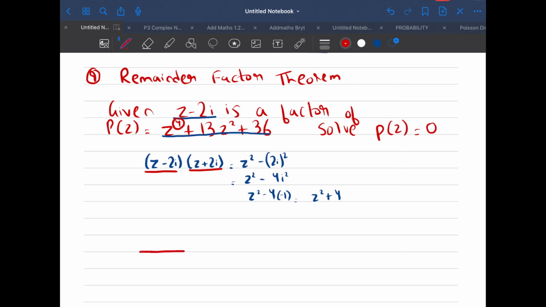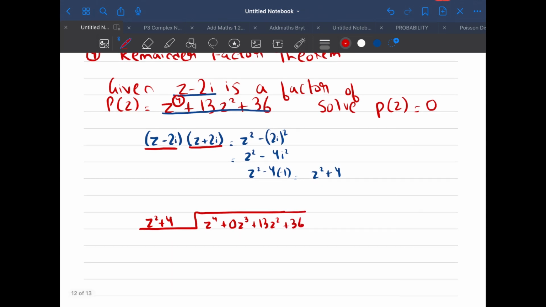So guys, let's start with long division. So I know the quadratic factor is what? Z square plus 4. Now it's going to be z power 4. There is no cube. So I always advise write 0z cube plus 13z square plus 36. Sir, why are you writing 0z cube? Because it makes calculation easy. If you write z cube below z square, you will get a little confused. Now, here is z power 4 and here is z square. So I'm going to multiply z square here. So it's going to become what?